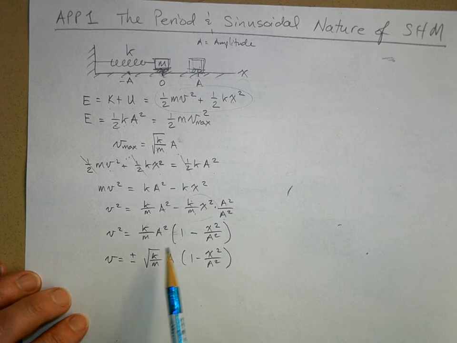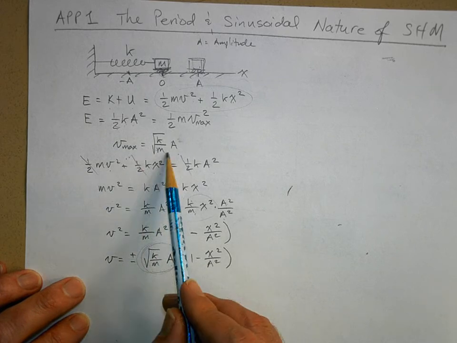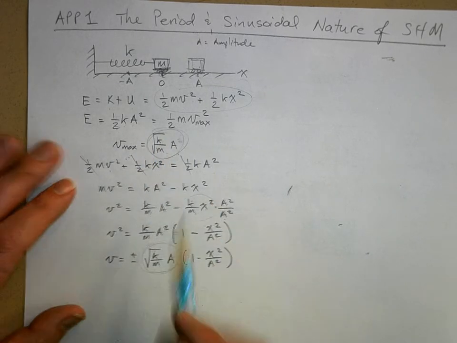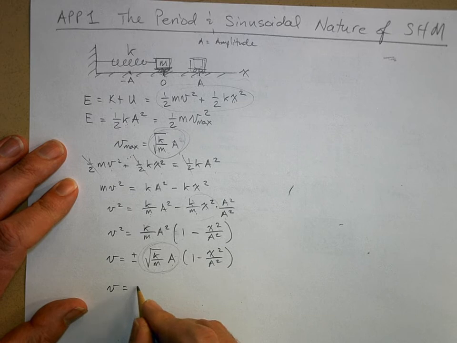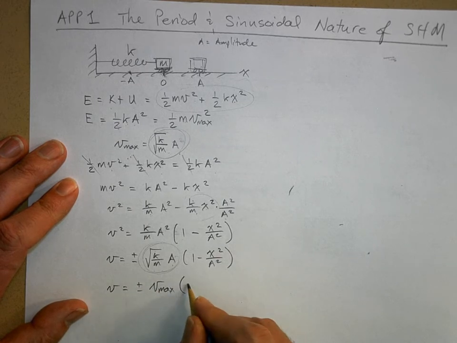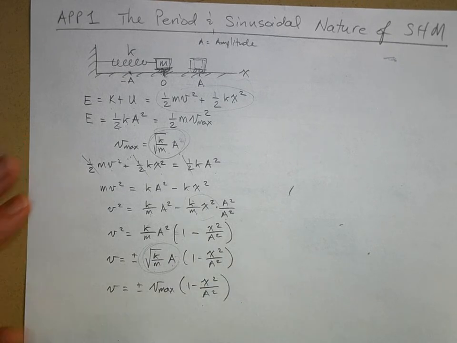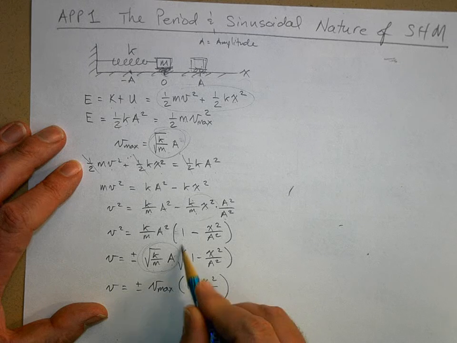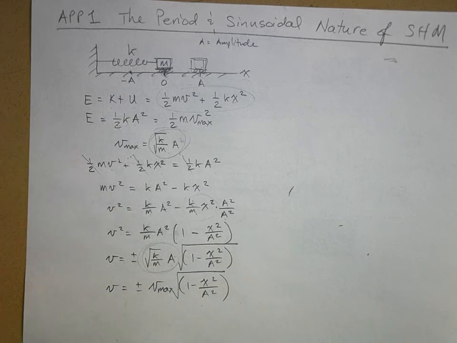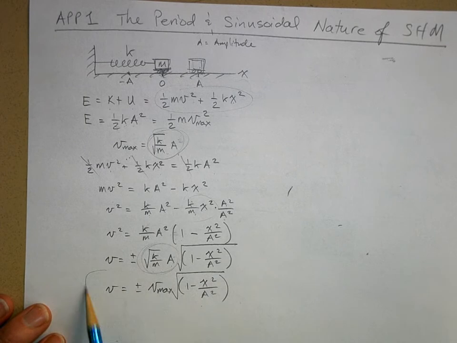Oh, and look at this. I got a square root of k over m times a. Well, that's my maximum velocity. So my velocity is equal to plus or minus my maximum velocity times 1 minus x squared over a squared. Oh, what did I forget to do? Take the square root of that. Okay. Now, this is our end result for right now on this side.